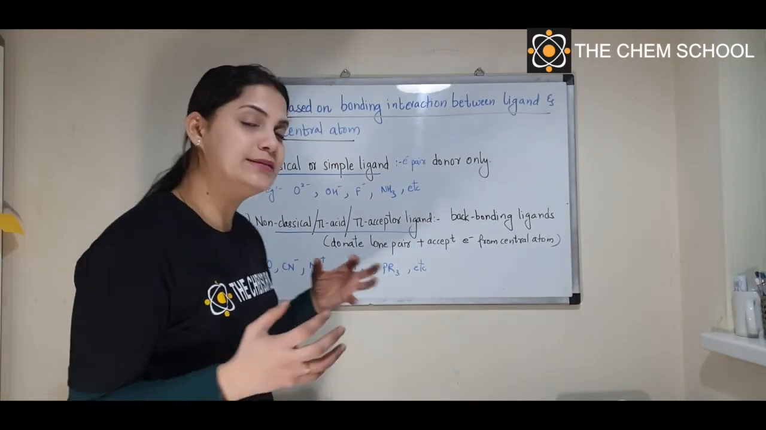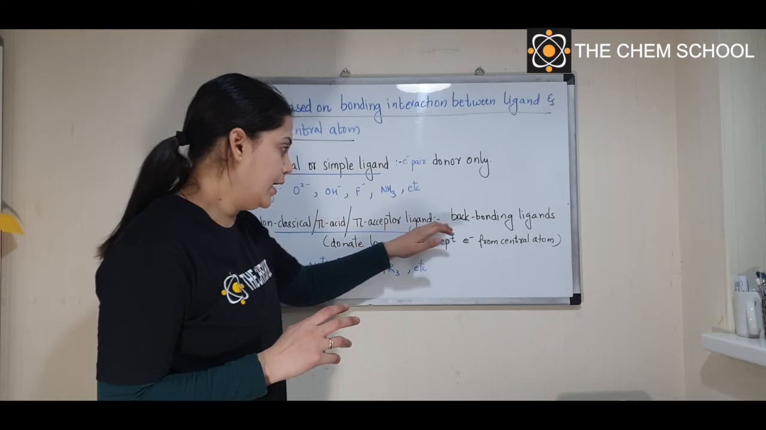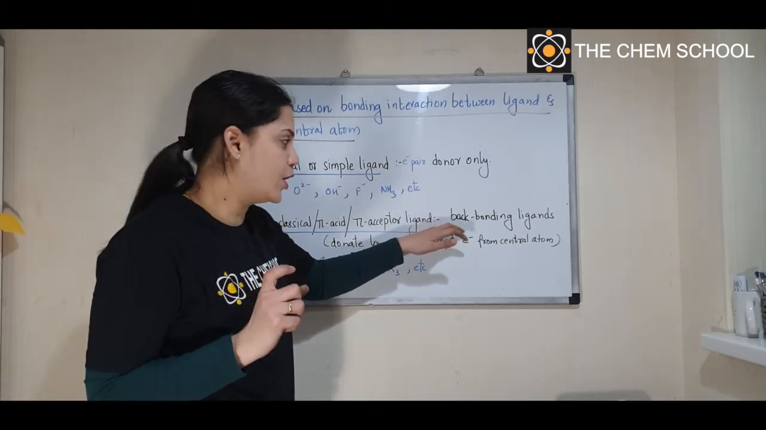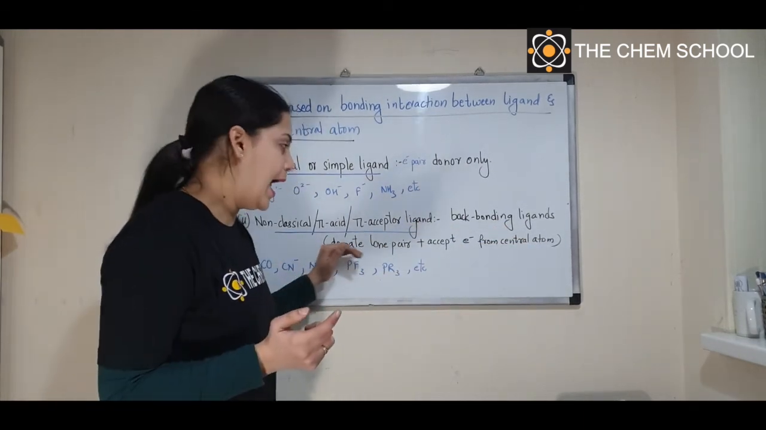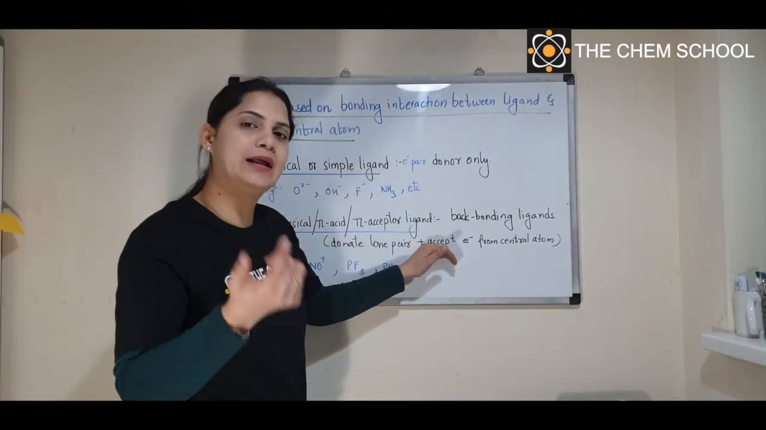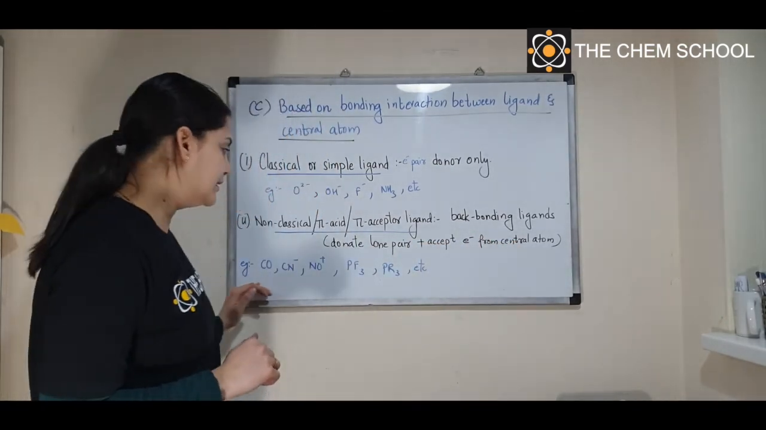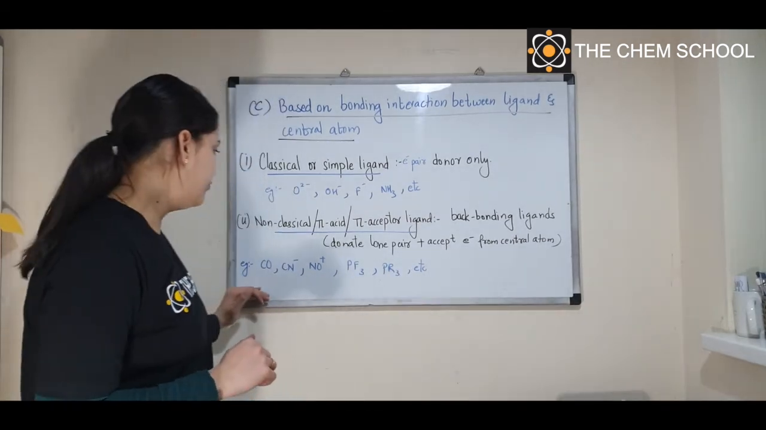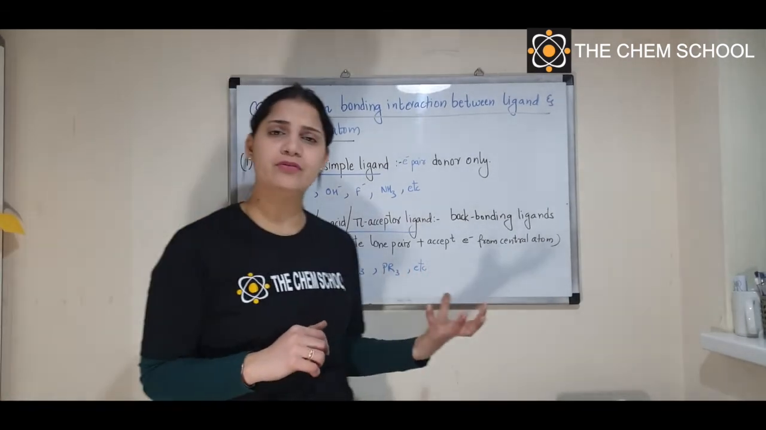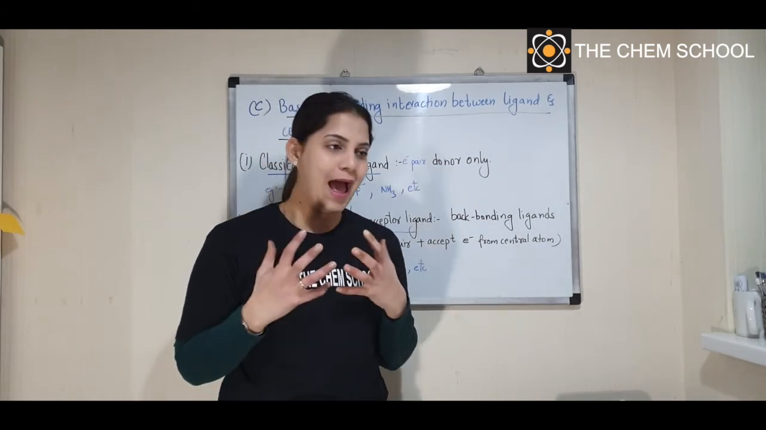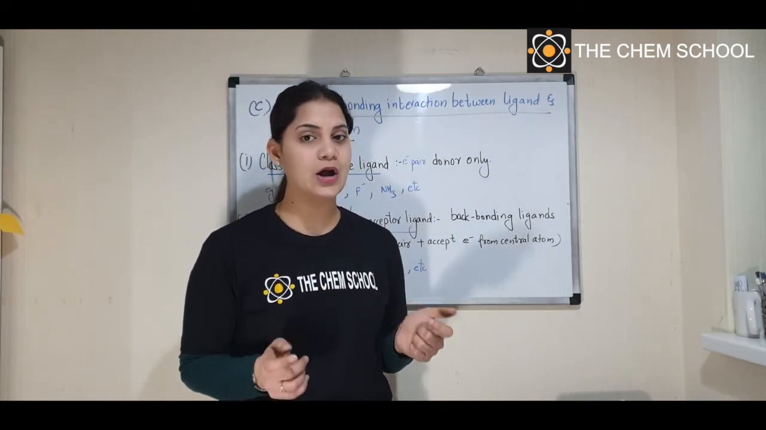Now what is happening in this case? As I said, this phenomenon is called back bonding. They are donating a lone pair, and at the same time they are also accepting electron cloud from the central atom. These are the examples for this type of non-classical ligands. Back bonding is a very important phenomenon, and we will cover this in detail in the next class, so don't forget to watch that.